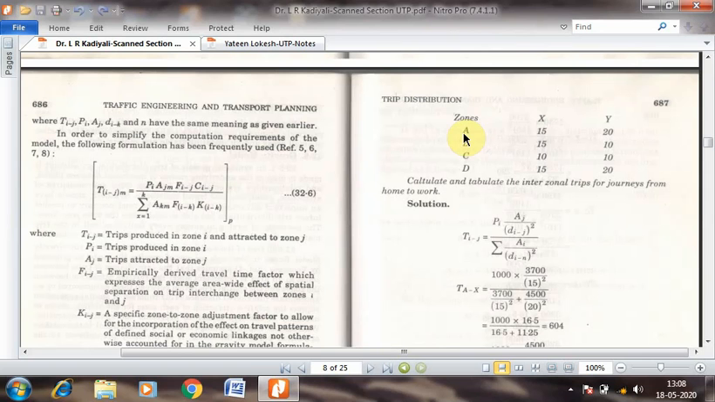From zone A to industrial estate X, it takes 15 minutes to travel. Again from zone A to industrial estate Y, it takes 20 minutes, and so on. So the journey times from all these zones to the two industrial estates are given to you in minutes. You are expected to calculate and tabulate the interzonal trips for journeys from home to work. So this is the problem that is being given to you. You are expected to do the trip distribution, right?